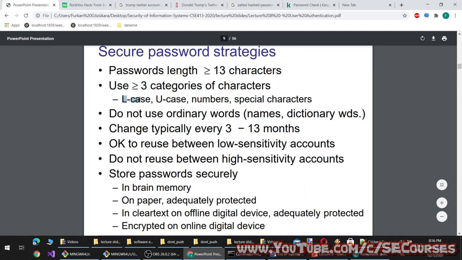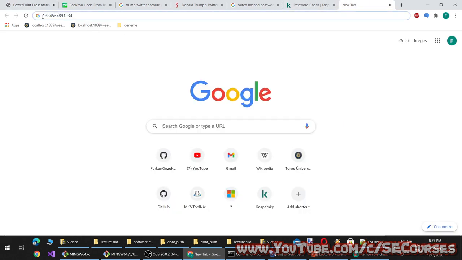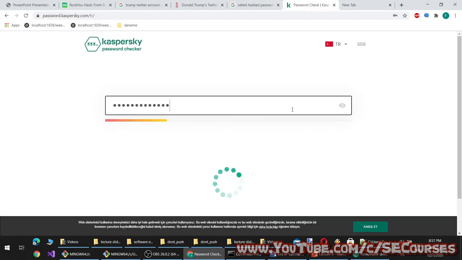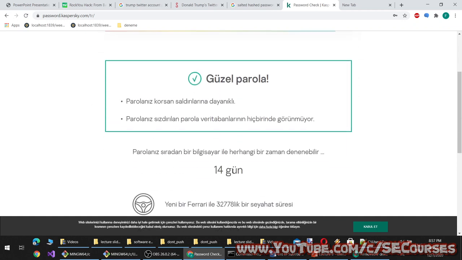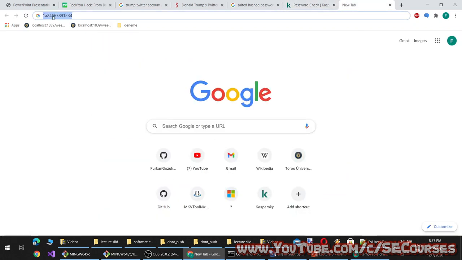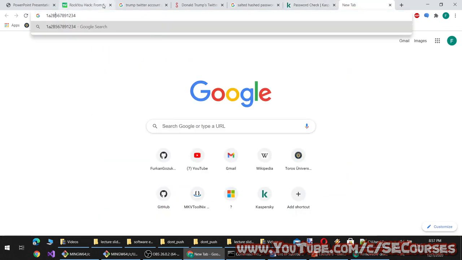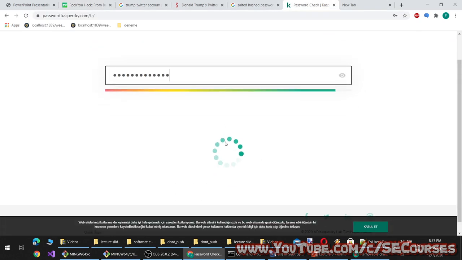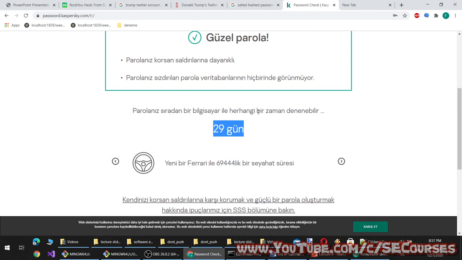We should also use uppercase and lowercase. I'm going to add uppercase and lowercase to my password like this. For example, I have added a lowercase. Now it is still 14 days, and then I'm going to add the uppercase like this. Let's try it out. Still 13 characters. Okay, it takes 29 days to crack.